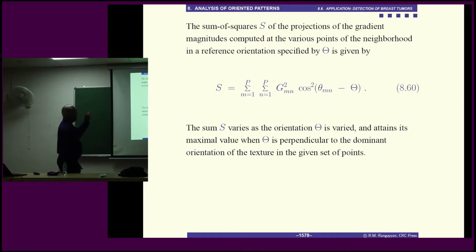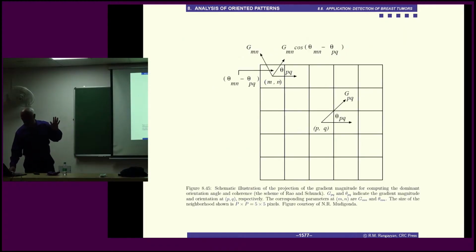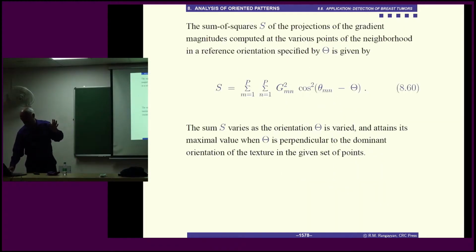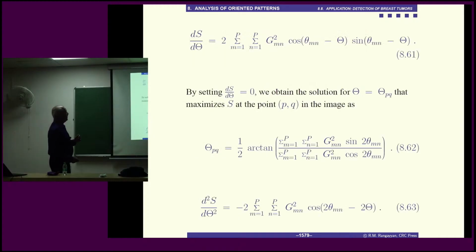So the sum of squares of the projections, S equals the sum of G squared mn cos squared of theta mn minus capital theta, that is the reference orientation. So you do this for all the pixels in a certain neighborhood as shown in that block, 7 by 5 by 5. Take the derivative of that and set it to 0 and solve, go through this process.